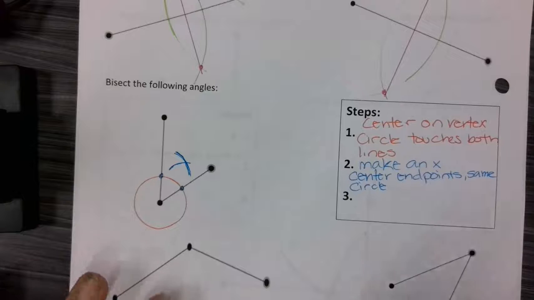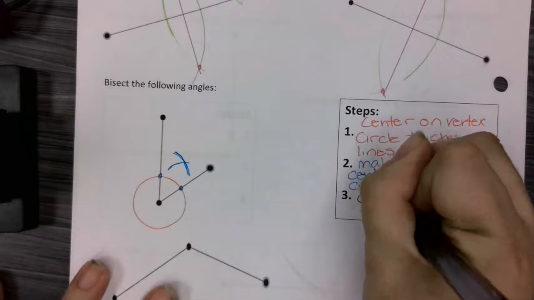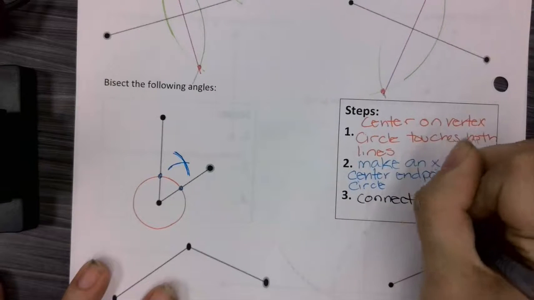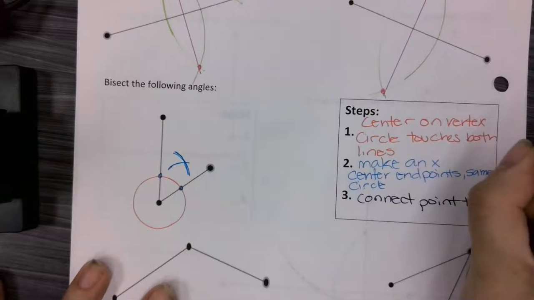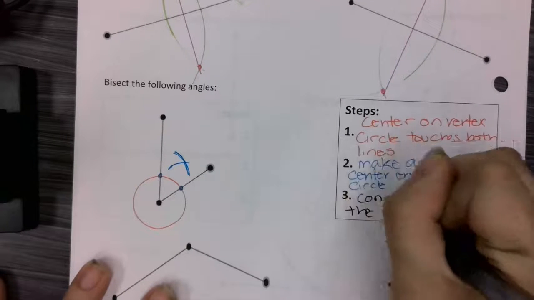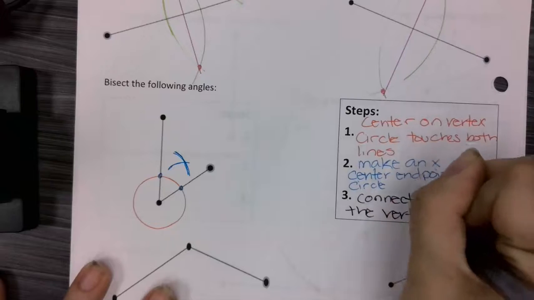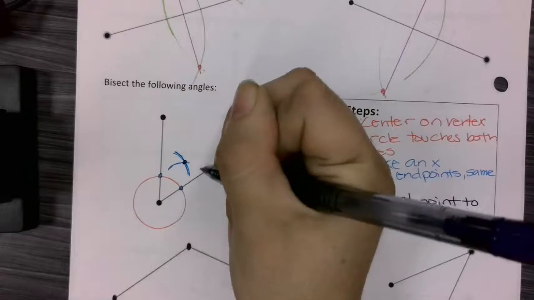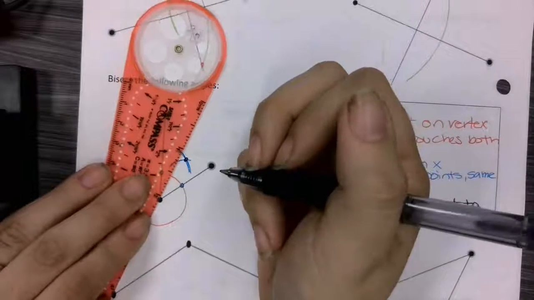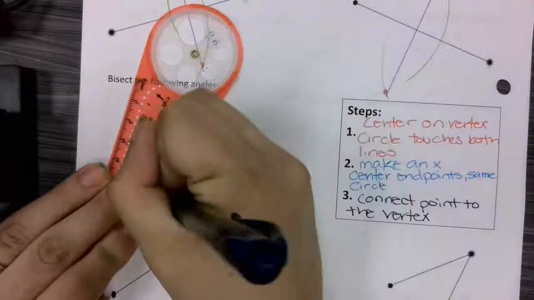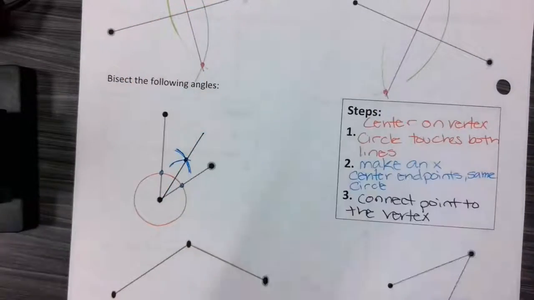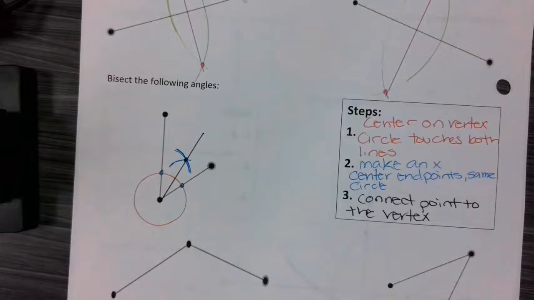And then I'm going to connect the point to my vertex. So the point where it's crossing right here, I'm going to connect it to my vertex. Like that. So questions? I'll work through this 2 more times.